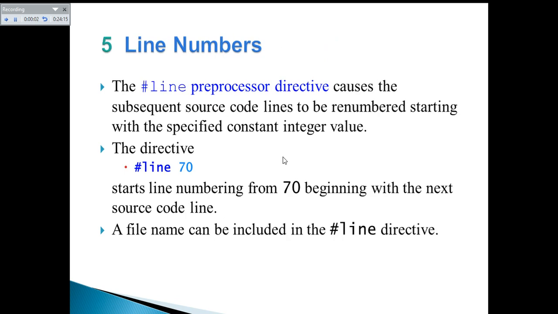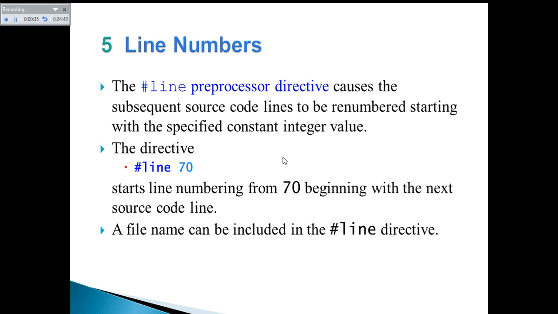Now let's see what is line number. How to print the line numbers. The hash line preprocessor directive causes the subsequent source code lines to be renumbered starting with the specified constant integer value. So if you want to give line numbers in your program source code, the source code lines will be renumbered starting with the specified constant integer value. The directive hash line 70 starts line numbering from 70 beginning with the next source code line.